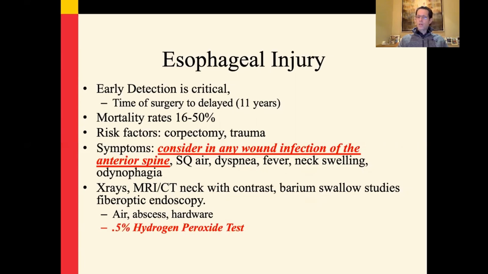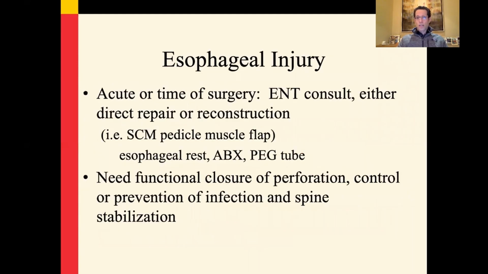I typically would use a half-strength hydrogen peroxide test, about 30 cc's, placed down the NG tube to see if it foams up inside the wound. And that is a very sensitive way of looking for an occult esophageal injury.